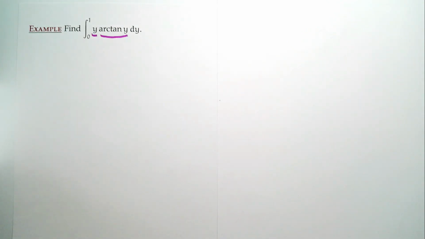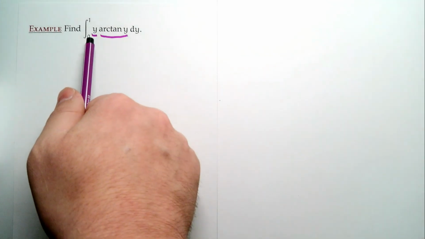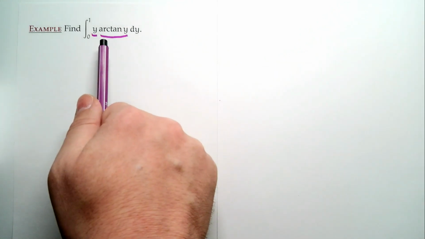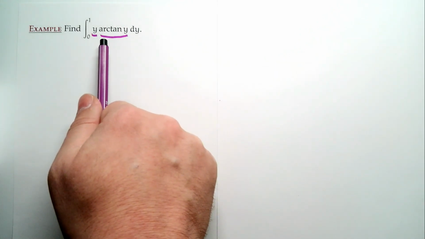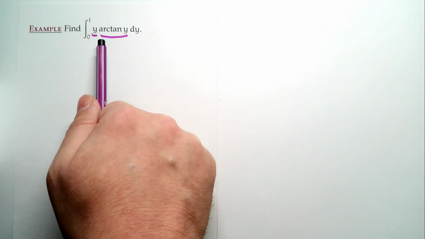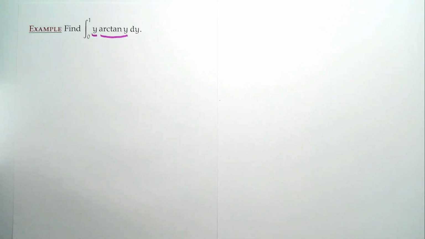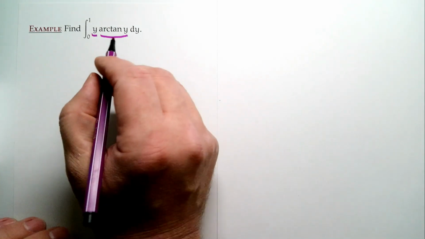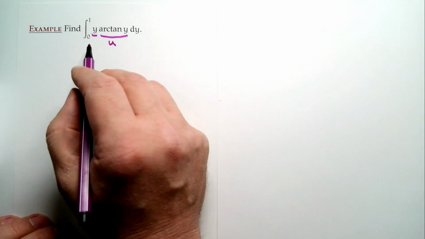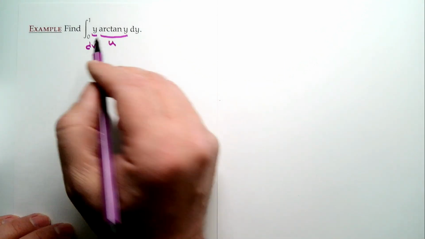All right. We integrate the y because, do you know the antiderivative of arctangent? Not yet. We could figure it out. Because arctangent's hard to integrate, that tells us we probably shouldn't have that be the part that we integrate. So we should have that be the part we differentiate. So we're going to make the arctangent our u, and the y will be our dv.